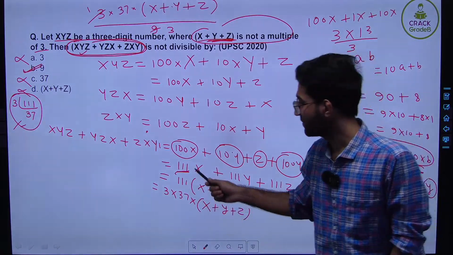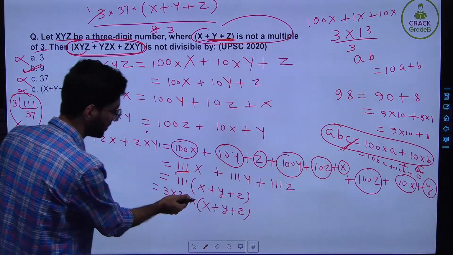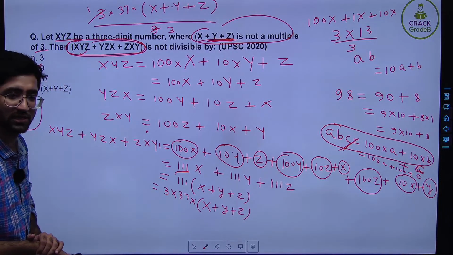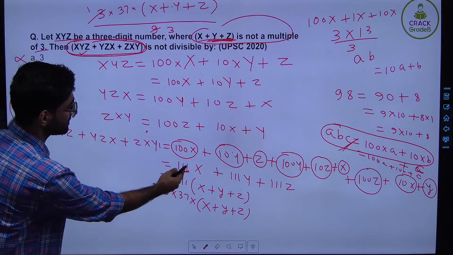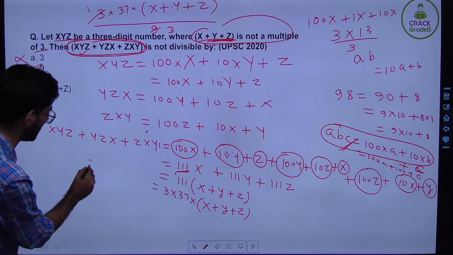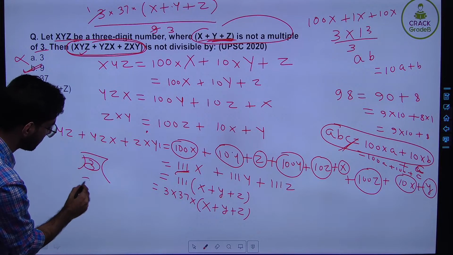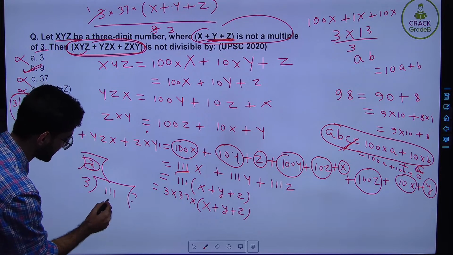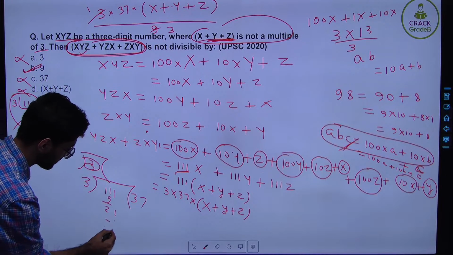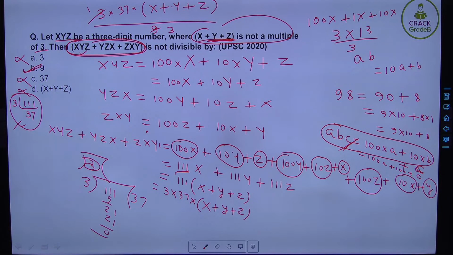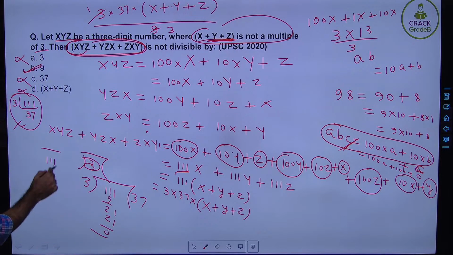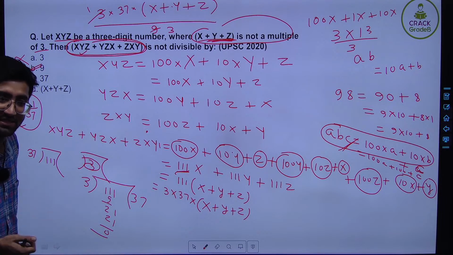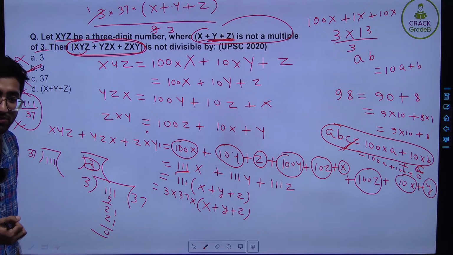And sometimes even after reaching this point, many of us stop. But suppose you are not able to think that this number is equal to 3 into 37, still you can answer. You can start dividing 111 by 3, and you will find that this number is divisible by 3. Are you able to get this point? Even if you are not able to prime factorize, you can start dividing 111 by 37. If you keep multiplying, 37 into 1 is 37, 37 into 2 is 74, 37 into 3 is 111.